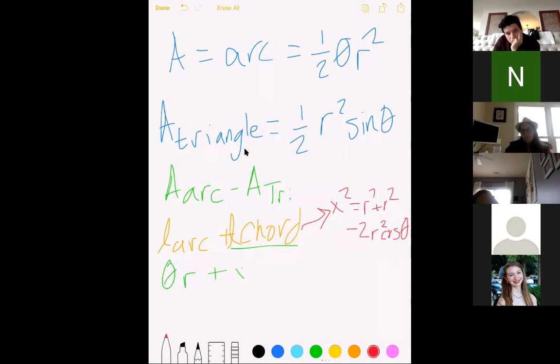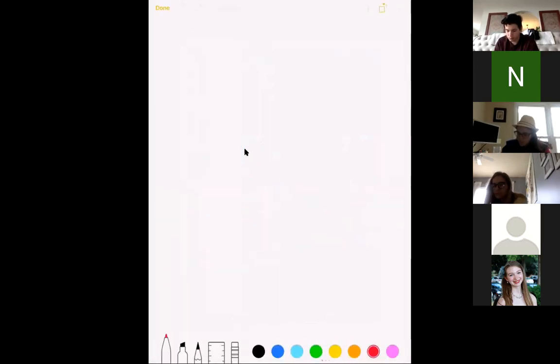Any questions about that? I know I'm not walking you through the answer. I'm just walking you through how to set it up. Is that r squared plus r squared? Yes. Okay. Minus 2r squared cosine of theta.